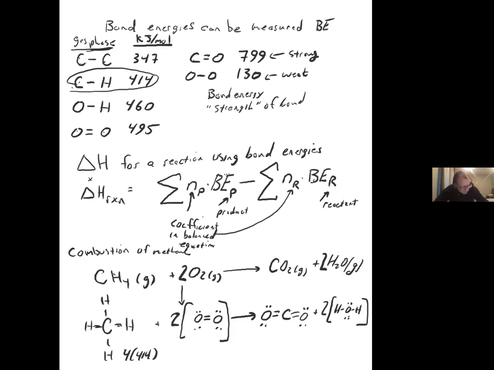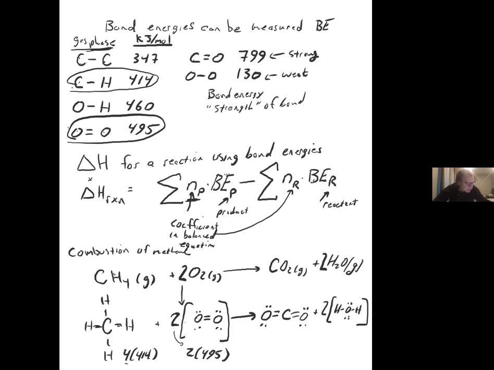Then you go to the next reactant, O2, O double bond O. Oh, there it is, O double bond O. Now there's 1 O double bond O, but there's 2 of them. So 2 times 495. Okay, that's why that coefficient is important. So what I'm doing is I'm using these coefficients there. So there's your 2 right there.